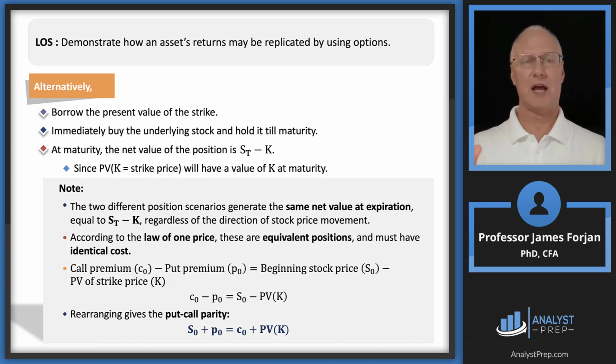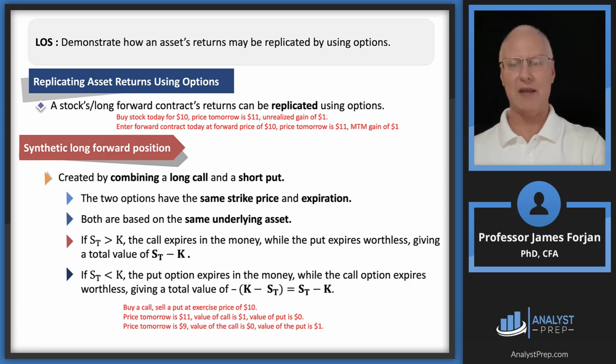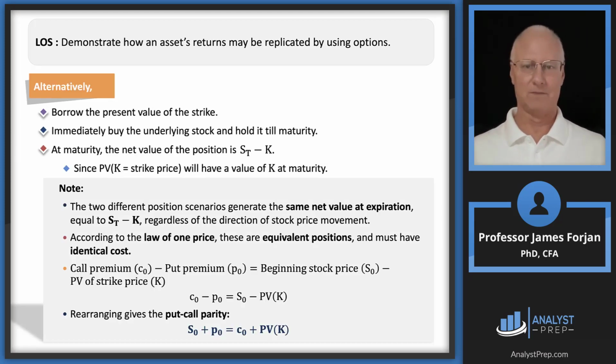All right, so remember that previous slide where we had the 10 and the 11 and the $9. So let's go ahead and see if we can do this some other way. Well, yeah, we can do it some other way. How about if we borrow the present value of the exercise price, and then we immediately buy the underlying stock and hold that stock until the exercise date of the option. At maturity, the net value of that position is going to be the same. Well, let me go back here. It's going to be the same S_T minus K. All right, so what did we do here? Now we linked the credit markets, right? We're borrowing at the present value of the strike price.